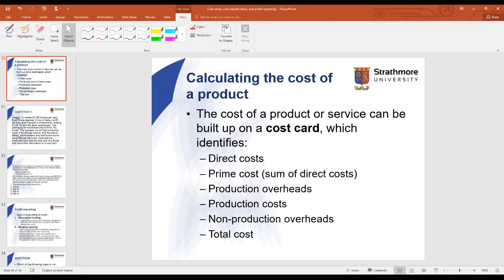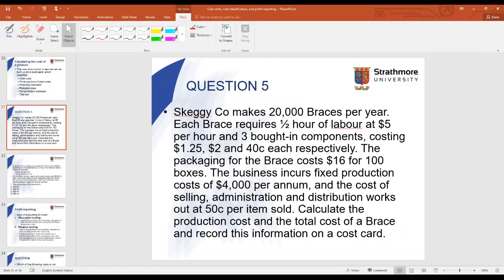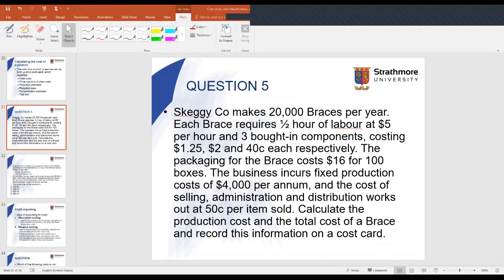Now I want us to prepare a cost card. Let's go through this, take your time, go through it, and we prepare one cost card. First prepare it. Let me see how far you go.